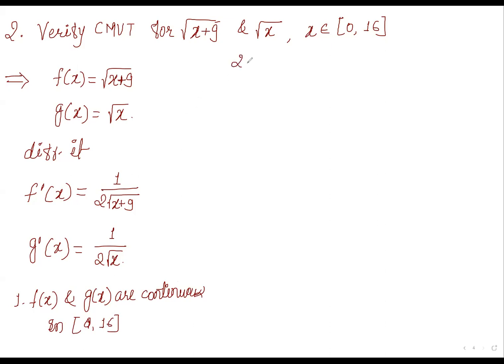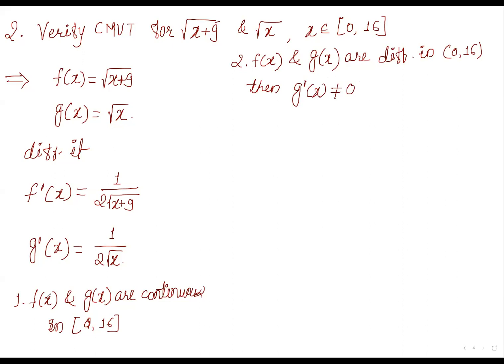And second point, we can say that f of x and g of x are differentiable in interval 0 to 16. Okay. So here these two conditions are satisfied. Then g dash of x is not equal to 0. Look at this, 1 upon 2 into root x. Here we have considered g dash of x is not equal to 0.